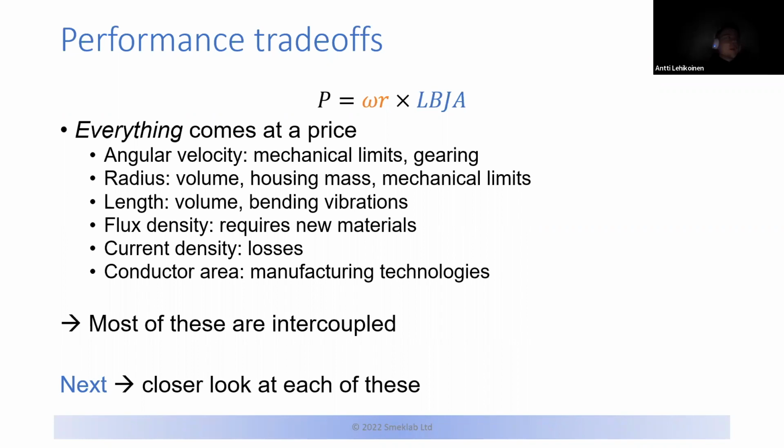If you increase the length, well, you simply have a bigger machine, and the so-called bending vibrations can get problematic, and so on. For flux density, you can't really do much about it. And for current density and conductor area, there are losses, manufacturing issues, and cooling to consider. And to make things worse, most of these are intercoupled. So next, let's take a look at each of these.